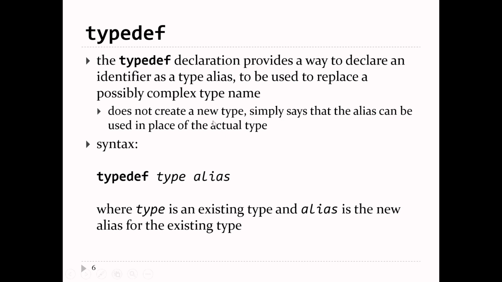Now, this doesn't actually create a new type. It simply says that the alias can be used in place of the actual type.